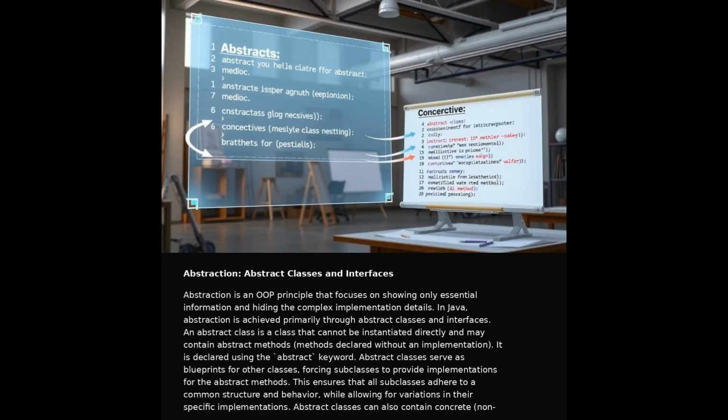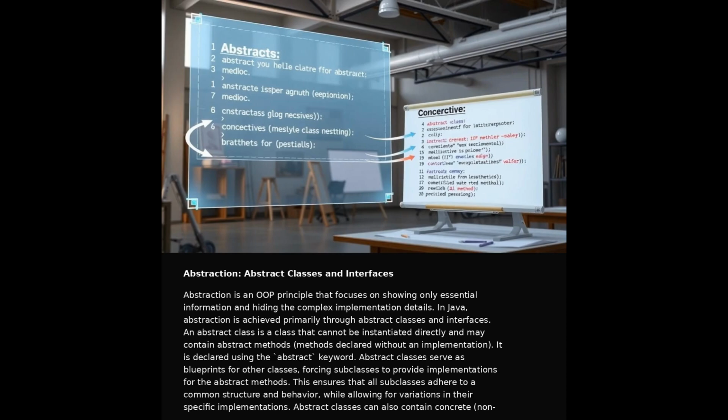Abstraction: abstract classes and interfaces. Abstraction is an OOP principle that focuses on showing only essential information and hiding the complex implementation details. In Java, abstraction is achieved primarily through abstract classes and interfaces.